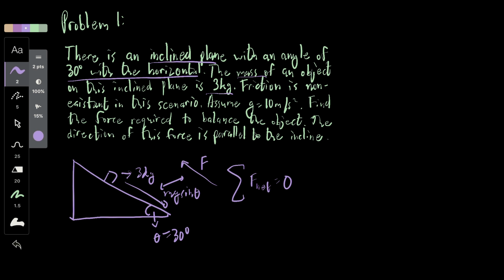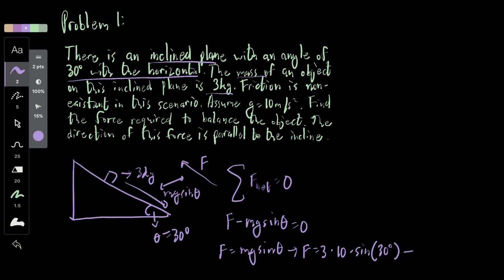So if the net force is equal to 0, then our force minus mg sine of theta is equal to 0. So our force is equal to mg sine theta. Now, let's plug in our values. Our force is equal to 3 times 10 times sine of 30 degrees, which is equal to 30 times 1 by 2, which becomes, after simplifying, 15 newtons. And this is the answer to our problem.